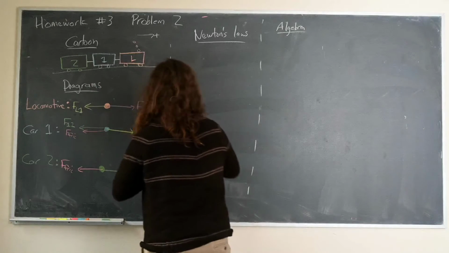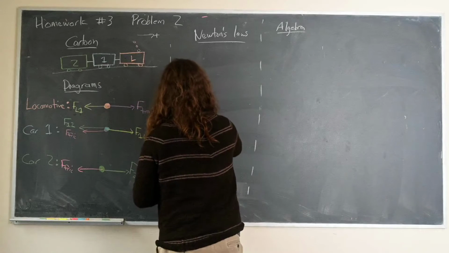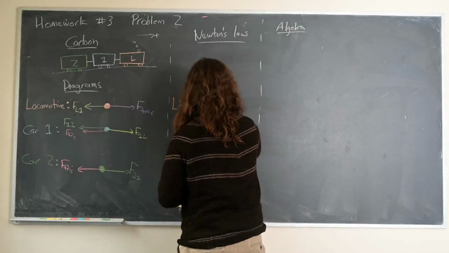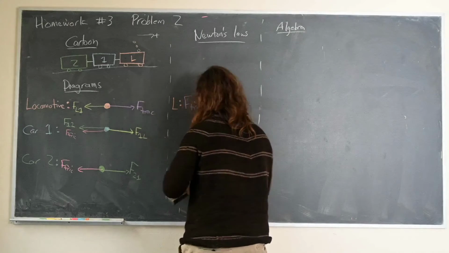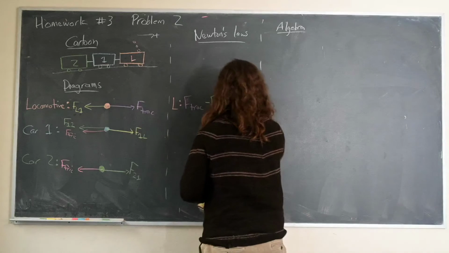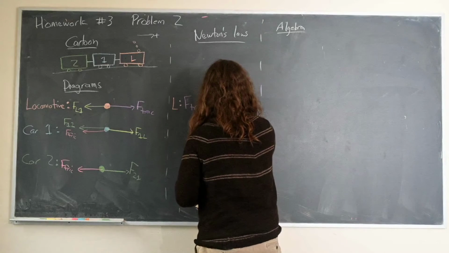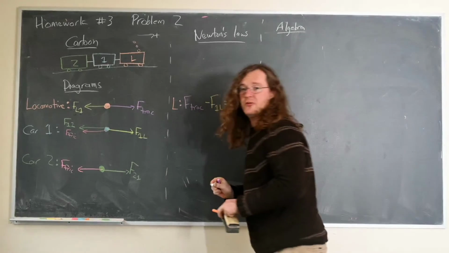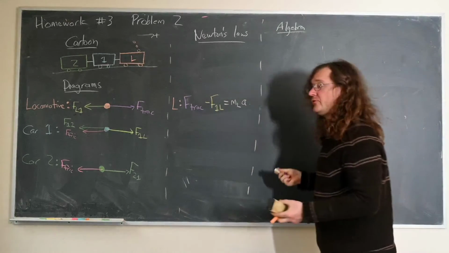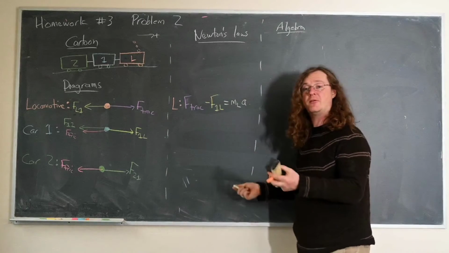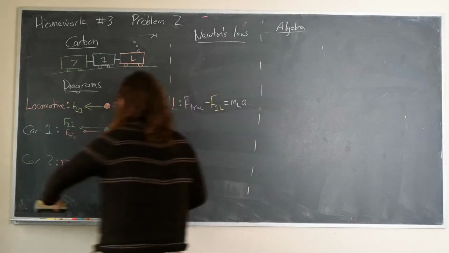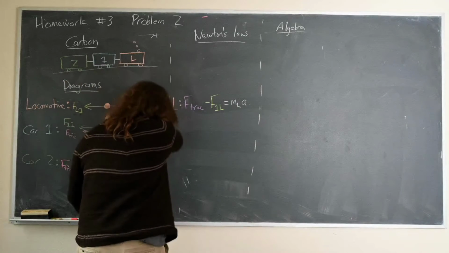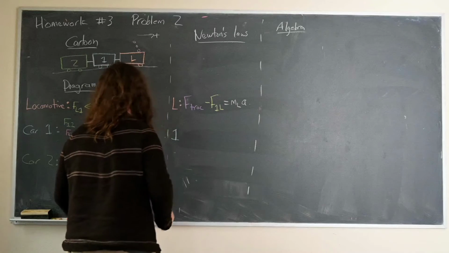So for the locomotive, I have the force of traction minus the force from car 1 equals the mass of the locomotive times the acceleration. Notice I'm using the same acceleration value for all the cars. They're all coupled together. They all accelerate in the same way down the tracks. So I can make life simpler that way.